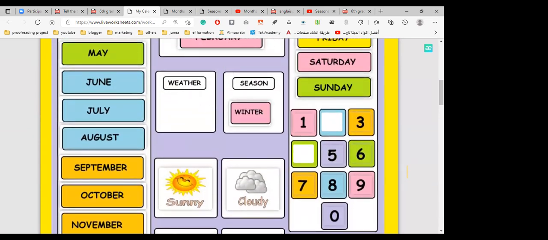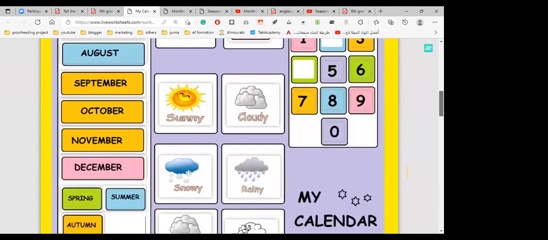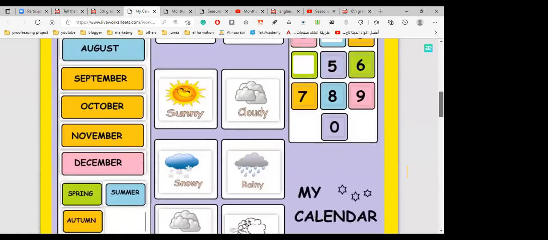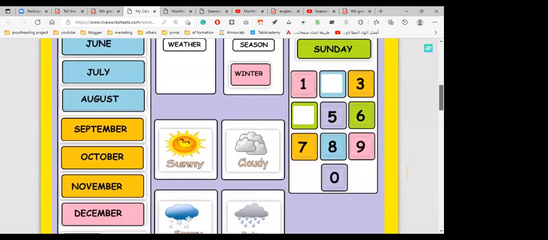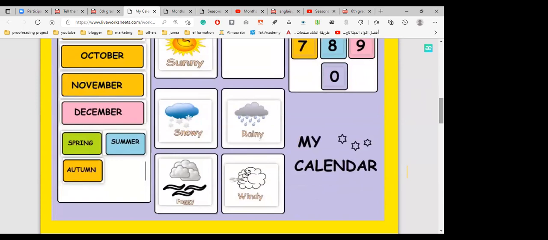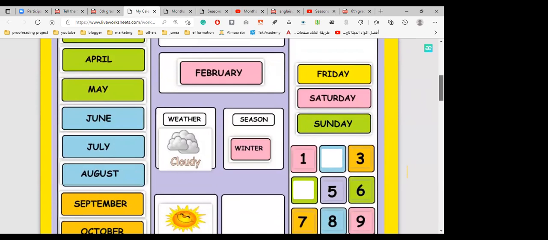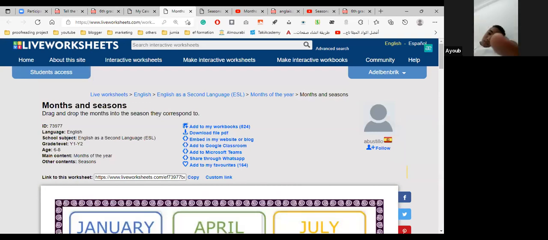The season is winter. What's the weather in winter? Is it sunny? Is it cloudy? Is it snowy? Is it rainy? Is it foggy? Is it windy? What's the weather like today? It's cloudy. Okay, we say it's cloudy. So we have the seasons, which are spring, summer, autumn, and what? And winter, of course. Yes, these are the seasons.